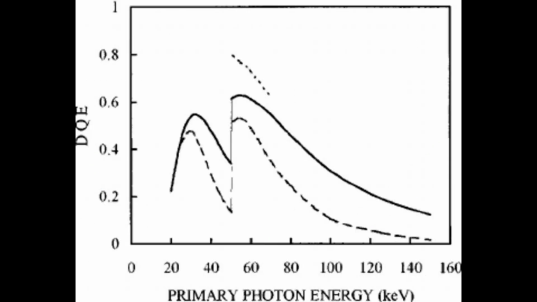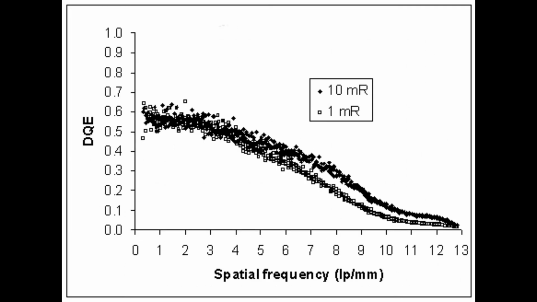DQE is one of the fundamental physical variables related to image quality in radiography and refers to the efficiency of the detector in converting incident X-ray energy into an image signal. Thus, the DQE measures the SNR and MTF at various spatial frequencies.